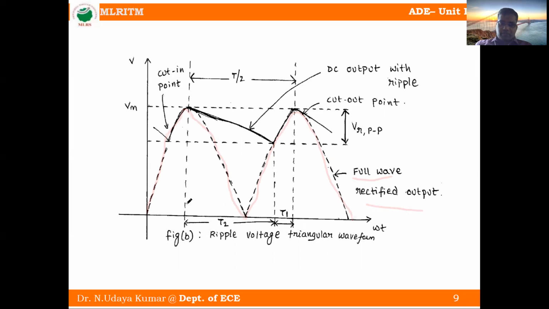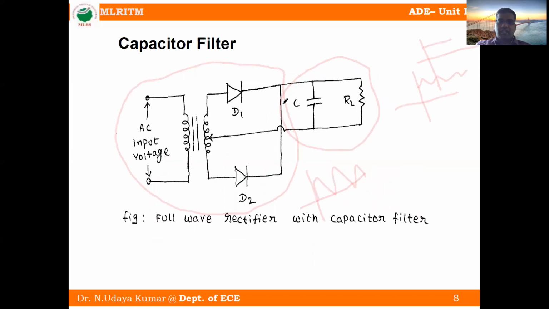So you can observe this. This is the maximum voltage, this is the peak. Maximum voltage means VM. Okay, understood? So we are connecting a capacitor. When the positive half cycle is given, this capacitor charges fully to the secondary voltage.